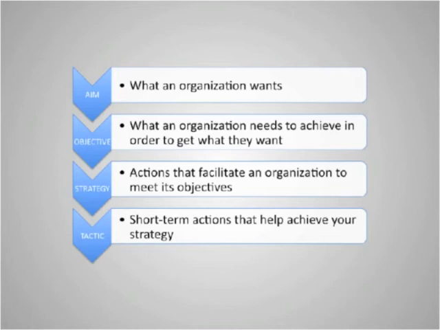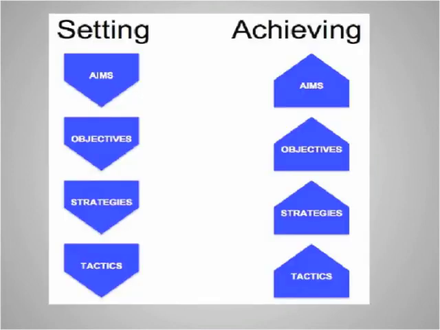And then it goes to strategy, which are actions that facilitate an organization to meet its objectives, and tactics, short-term actions that help achieve your strategy. Here are diagrams showing how goals are set and how they are achieved. When goals are set, they go from aims, objectives, strategies, and tactics, and when they're being achieved, they go backwards, going from tactics, strategies, objectives, and aims.